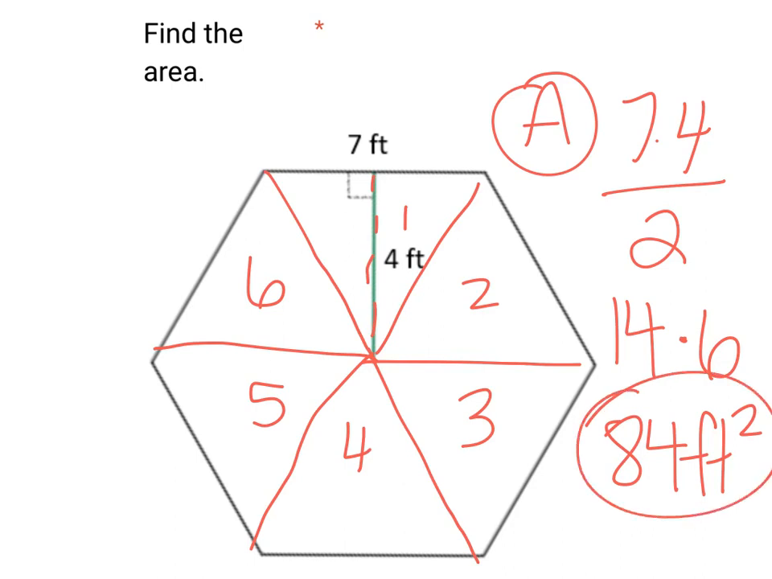Okay, so remember, cut it up into triangles. The number of triangles are going to be the same number as the number of side lengths, or sides, on your shape. Then find the area of one triangle and then multiply it by however many there are, but don't forget to divide it by 2.